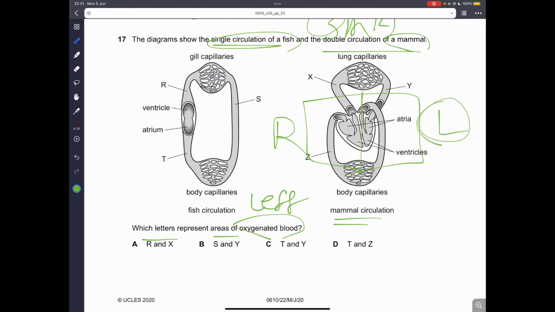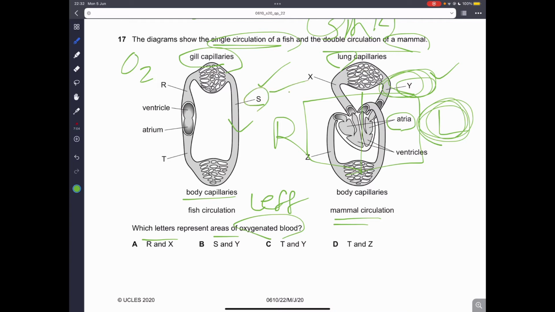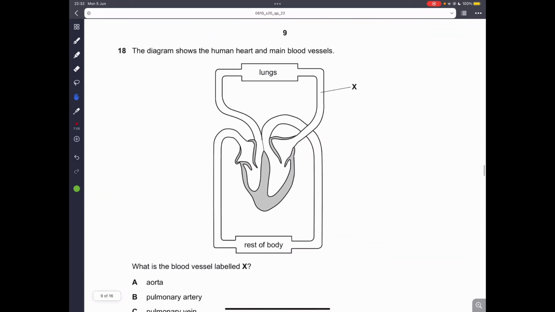So we know that it has to be on the left side, and it should be on this Y, from the lungs to the left atrium. So Y is one of the answers. Then for the single circulation of the fish, it has got to be S, because the gill capillaries are basically where they take in oxygen, and the oxygen is going to be transported to the body capillaries. So of course they have to transport oxygenated blood. They would not transport deoxygenated blood, and therefore S and Y, and therefore B is the correct answer.